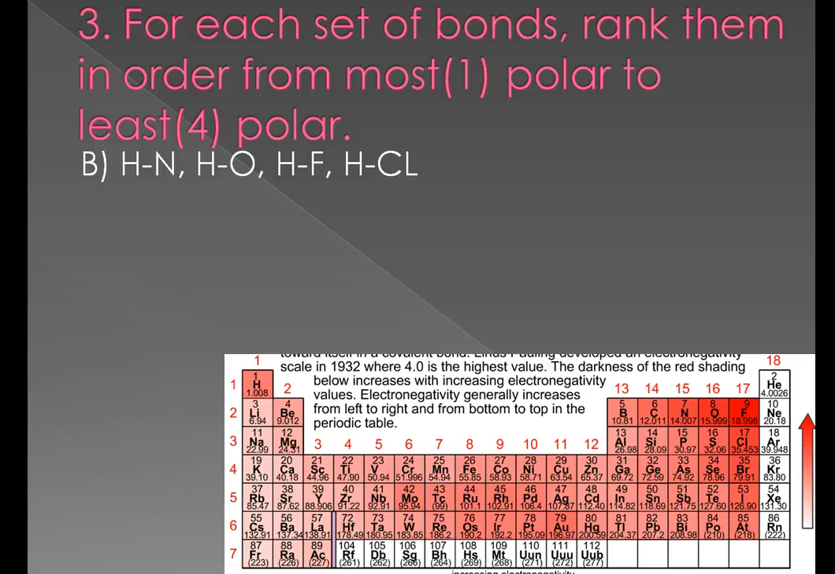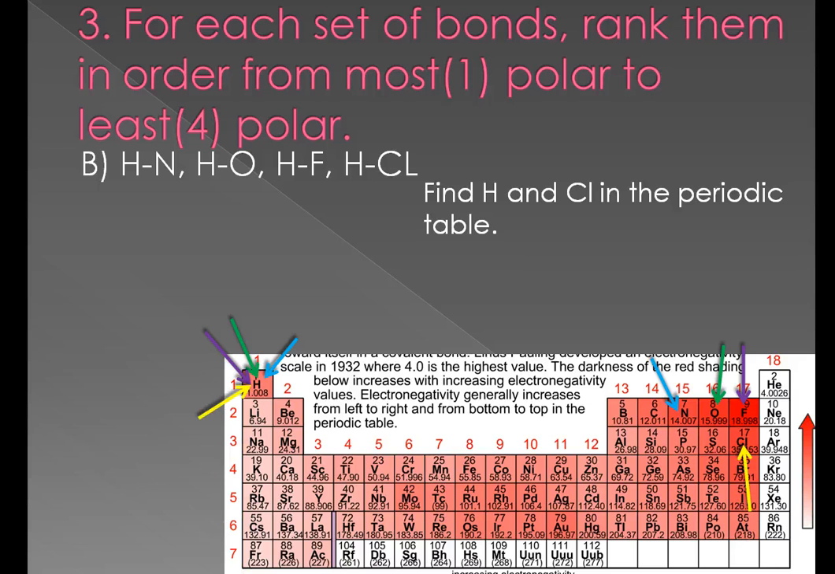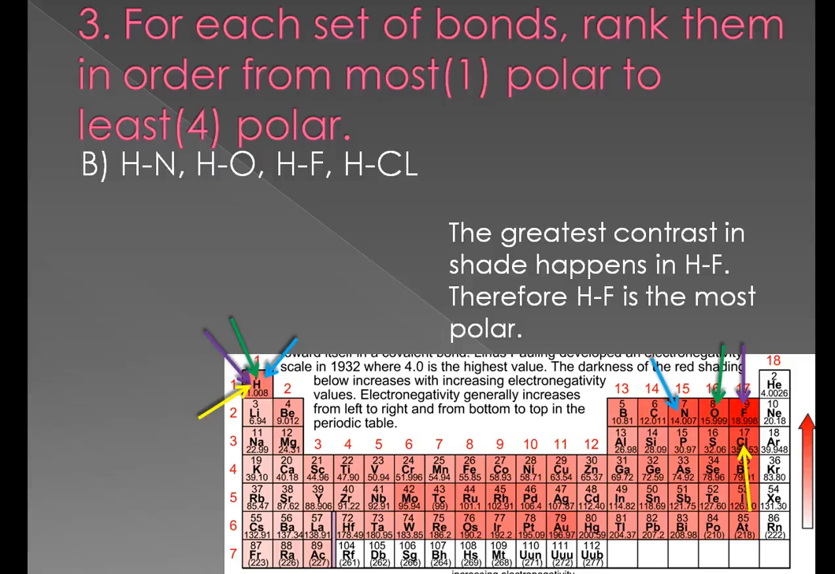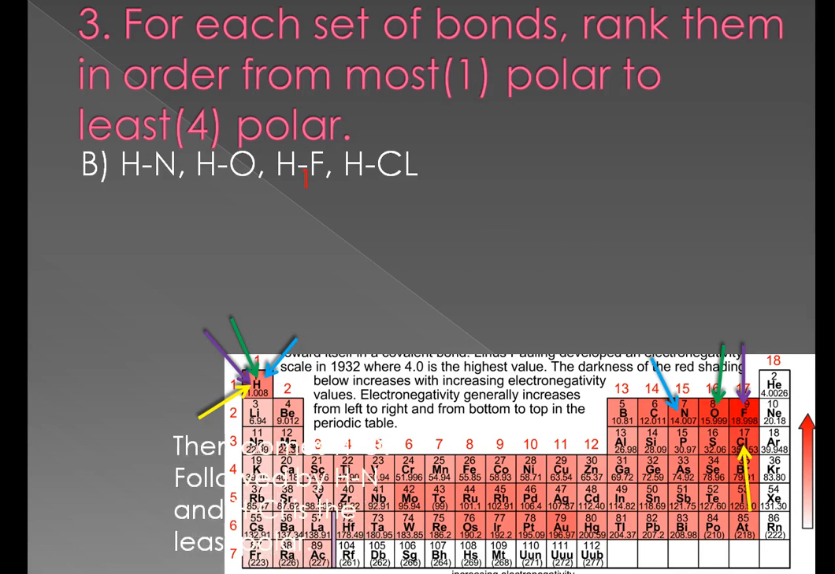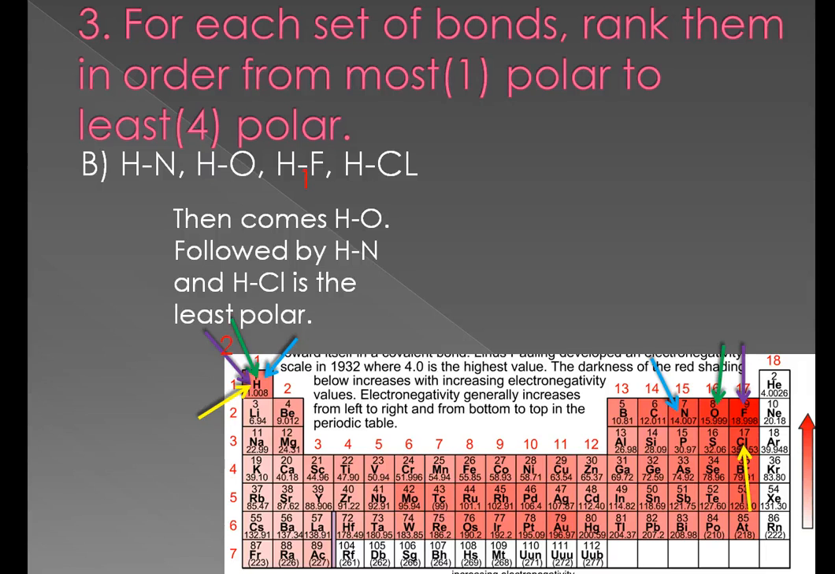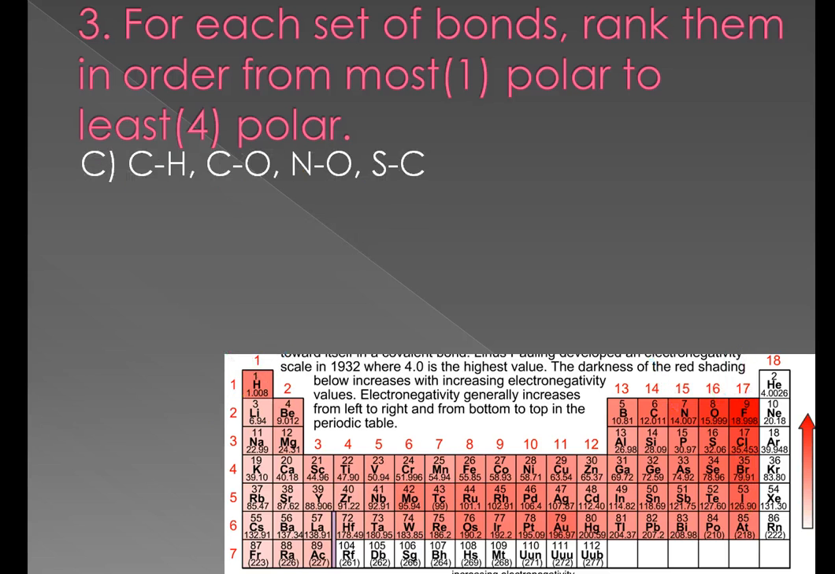Okay, now we're going to look at these ones. We're going to find everything in the periodic table. There's H and N, there's H and O, H and F, and H and Cl. So we see that the greatest contrast in shade happens in H and F, therefore HF is the most polar. Then after that comes HO, followed by HN, and HCl is the least polar.